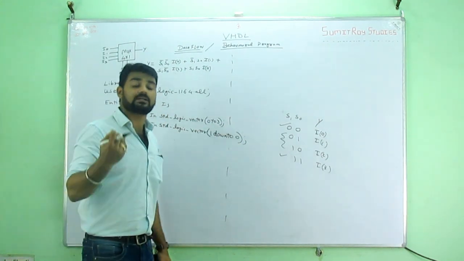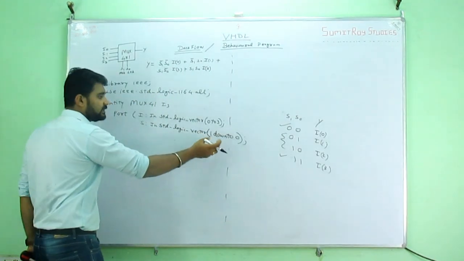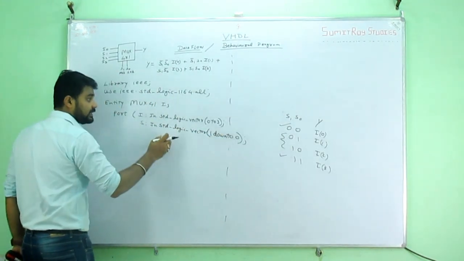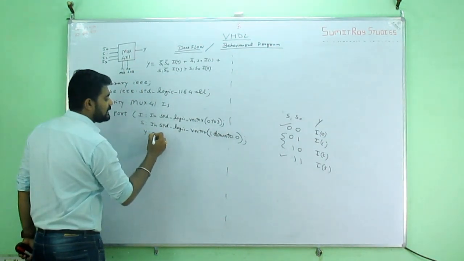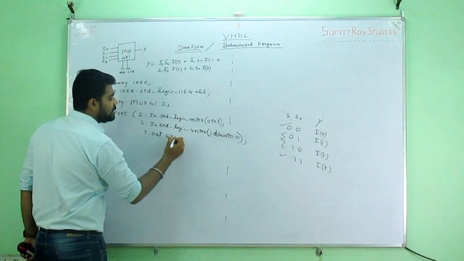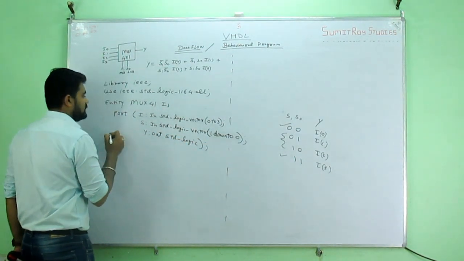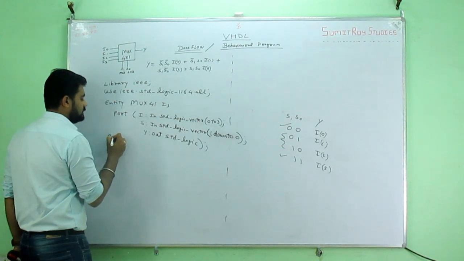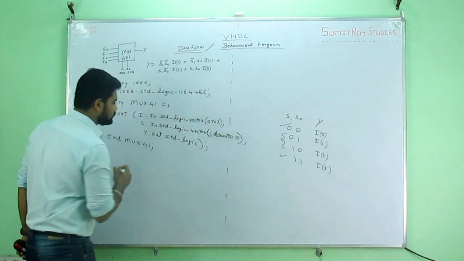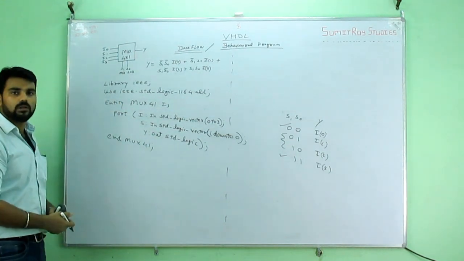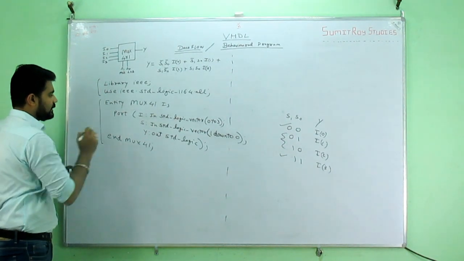That is S1 is at MSB and S0 is at LSB. So this is the new syntax that has been included. And the last one is Y, that is out std_logic. And this is over with, that is end mux41. That is all with the entity declaration. This is library over, this is entity over.